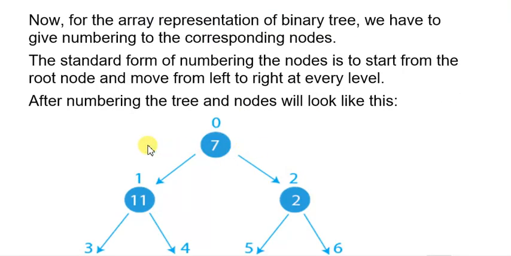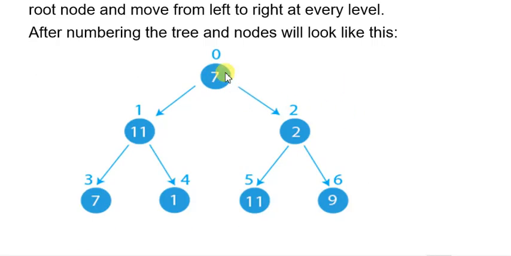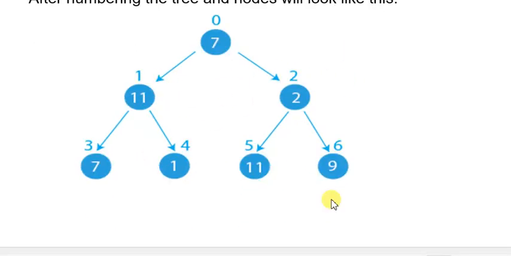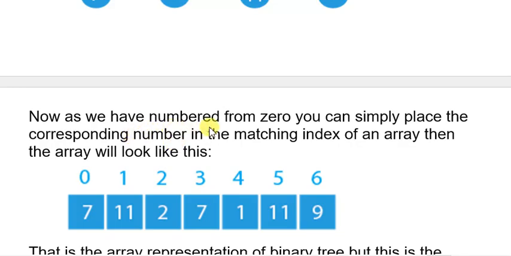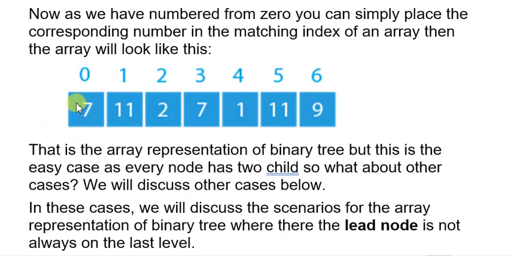After numbering, the nodes will look like this: 0, 1, 2, 3, 4, 5, 6. Now we have numbered from 0. You can simply place the corresponding number at the matching index of the array. Then the array will look like this: 0, 1, 2, 3, 4, 5, 6. That is the array representation of the binary tree.